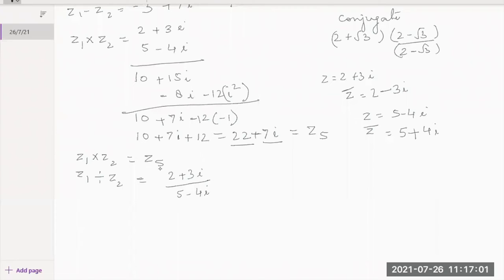Another thing, why were we using the conjugate concept over here when you were rationalizing it? The reason being, you know that a minus b into a plus b is nothing else but a square minus b square. We are going to use this and the conjugate concept over here when you're talking about the division. Okay.